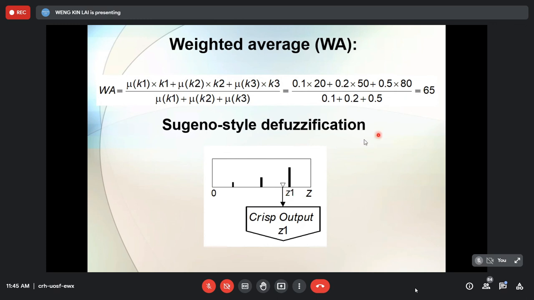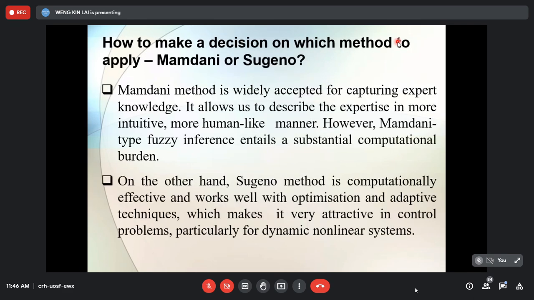Because depending on the needs, the project needs, whether you want a fast system or a more accurate system, which is actually the Mamdani. So now the question comes back. Before you ask me, I'll tell you the answer. How to make a decision on which method to apply? Do I use Mamdani or do I use Sugeno?